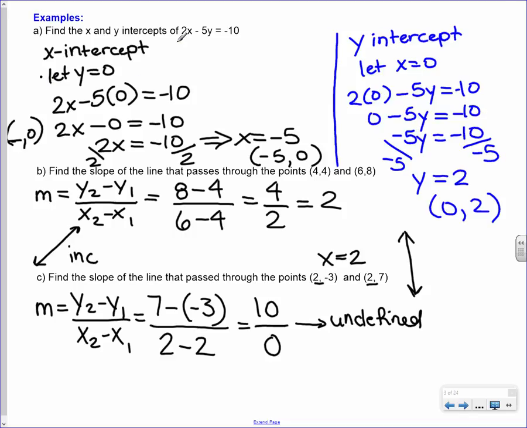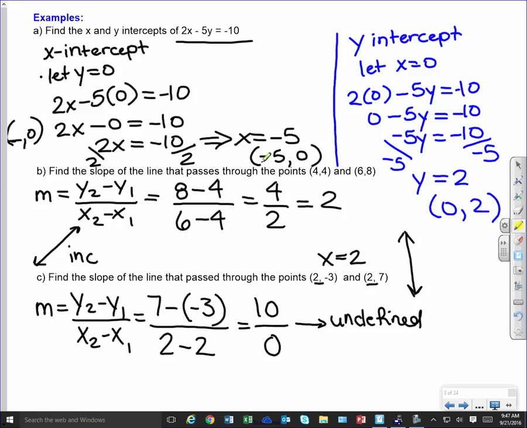So I'm going back to this equation here. I'm plugging in 0 for the y. That's what I did here. So then I get 2x minus 0 equals 10. I'm going to divide everything by 2 to get x by itself, and then I get x equals negative 5. So my x-intercept is this negative 5, 0.